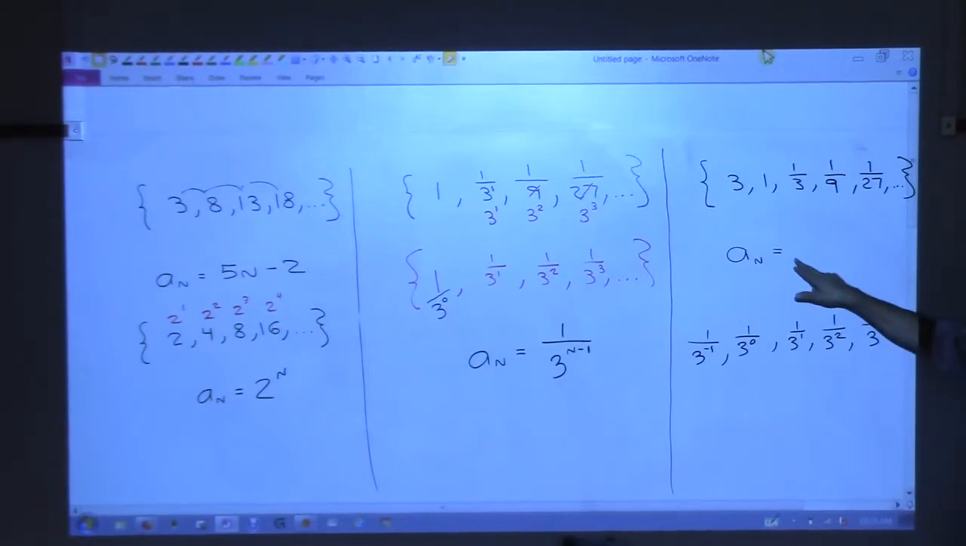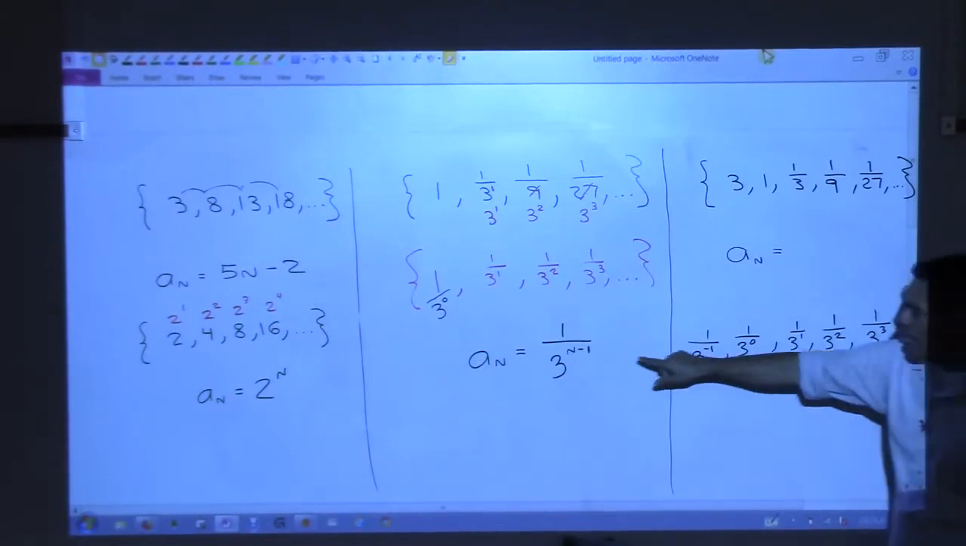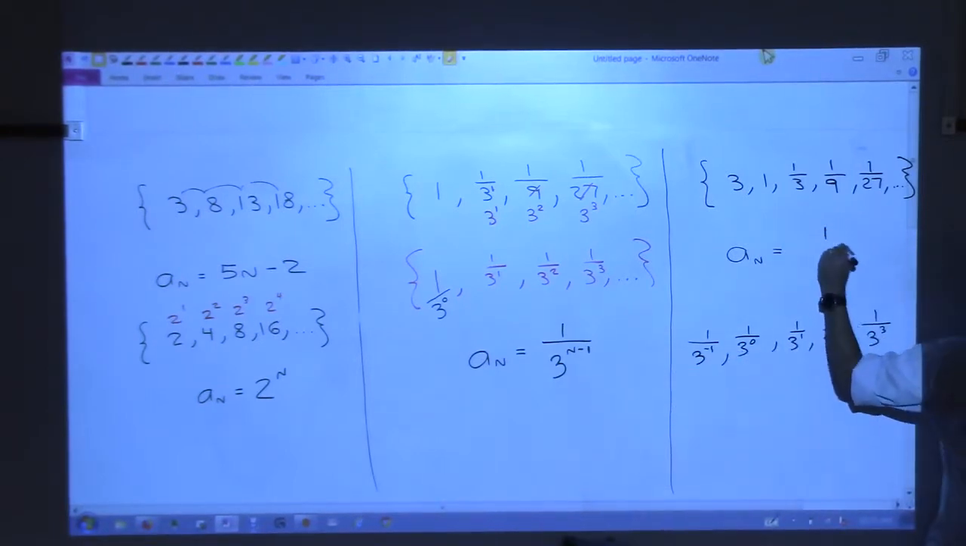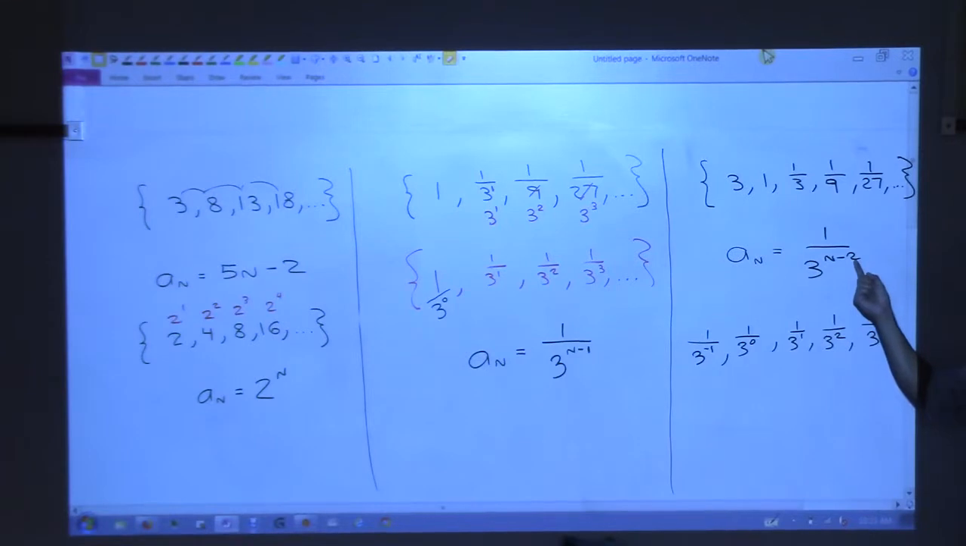Okay, so your formula then needs to look exactly like this, but with one little tweak to it. Minus 2. 1 over 3 to the n minus 2. Now if you start at 1, you get negative 1, and then when you plug in 2, you get 0, and then when you plug in 3. Yeah?